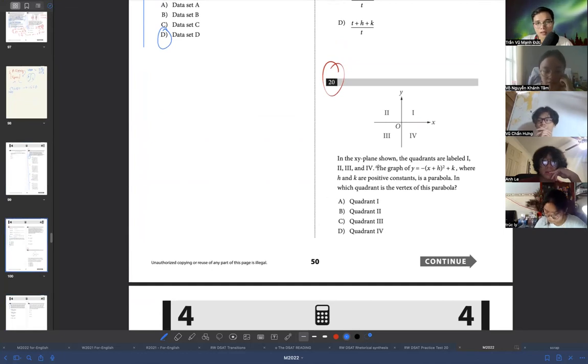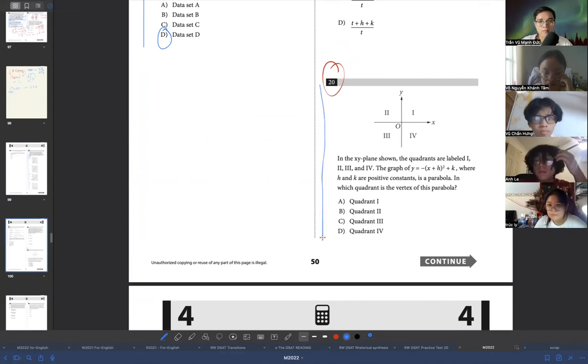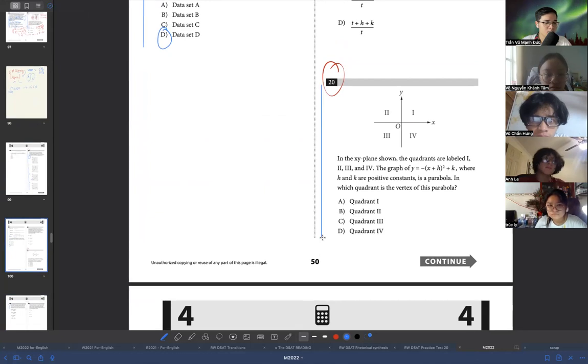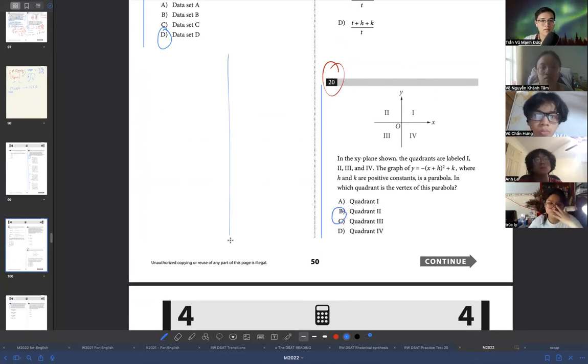20, how about this? In which quadrant is the vertex of this parabola? Can you do this for me also? Quickly. I choose B. All right, B. See, quadrant 2. Remember the order of the quadrants, all right?